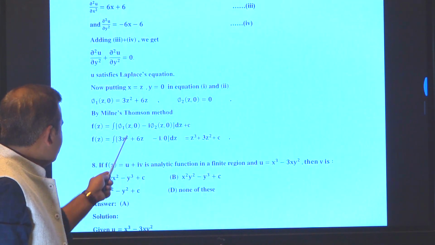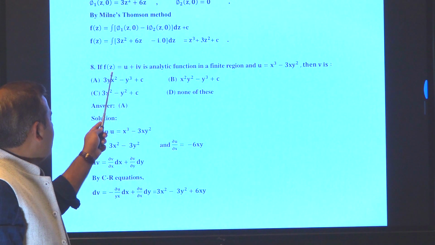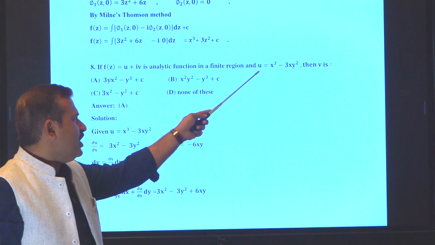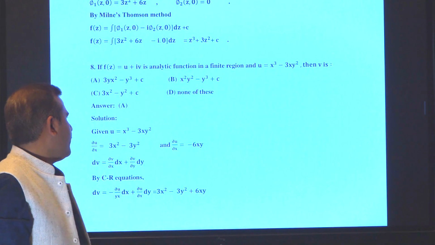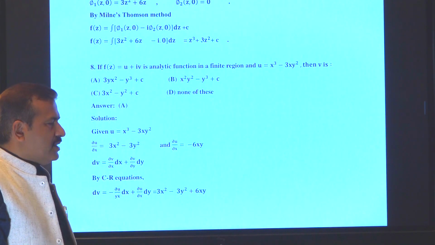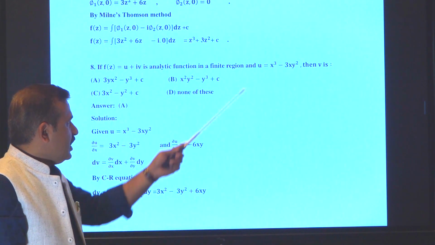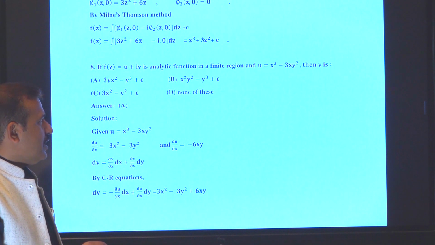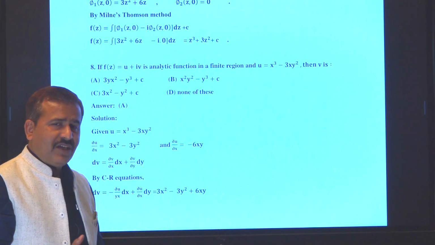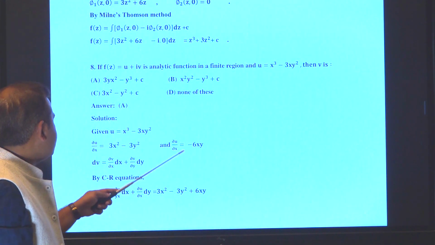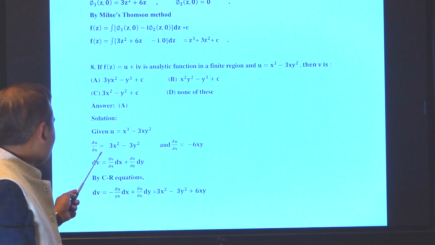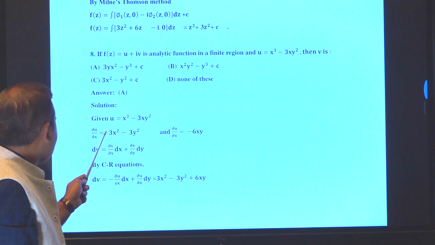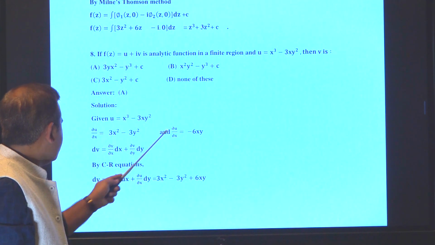Now come to the another problem. f(z) is u plus iv, an analytic function in a finite region. Again u is given, find v. Friends, this is a similar problem. Here u is given and you have to find the v. So the exact differentiation method is the simplest way to solve this type of problems. So u is given, ∂u/∂x, ∂v/∂y, ∂u/∂x and ∂v/∂y here.